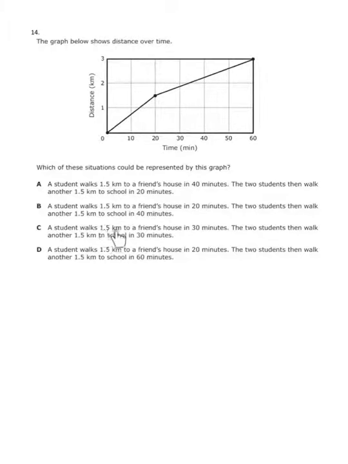C. A student walks 1.5 kilometers to a friend's house in 30 minutes. The 2 students then walk another 1.5 kilometers to the school in 30 minutes. D. A student walks 1.5 kilometers to a friend's house in 20 minutes. The two students then walk another 1.5 kilometers to the school in 30 minutes.